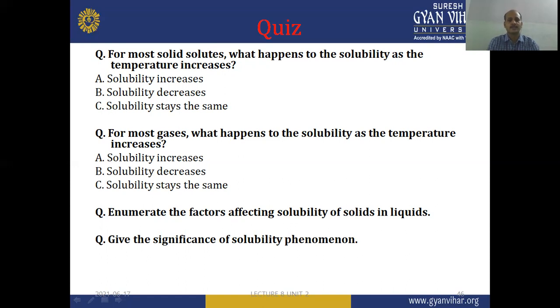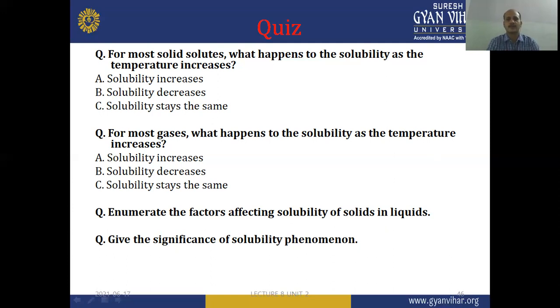Then for the short answer type, two questions are given here. One is: enumerate the factors affecting solubility of solids in liquids. So we have to give the different factors as we discussed in today's lecture. Lastly, give the significance of solubility phenomena. What is the overall effect or significance of solubility in different pharmaceutical processes? We have to give the answer with suitable examples.